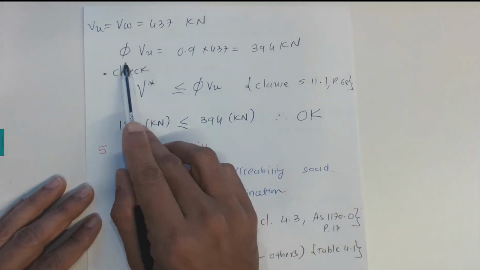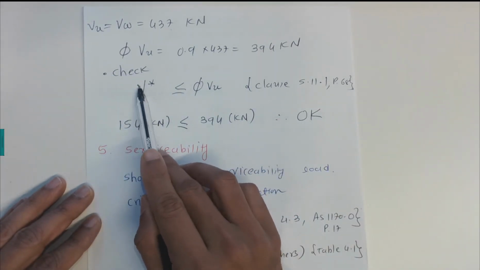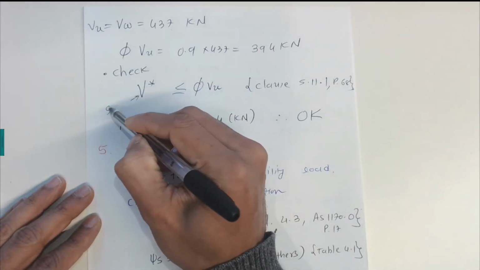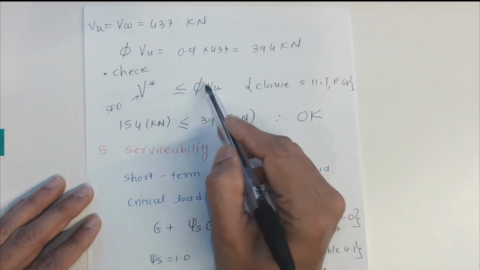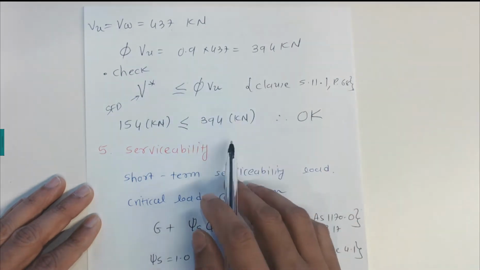Now we're going to do the check. The shear, that is coming from the shear force diagram, that is the design shear force, should be less than phi Vu that we calculated.